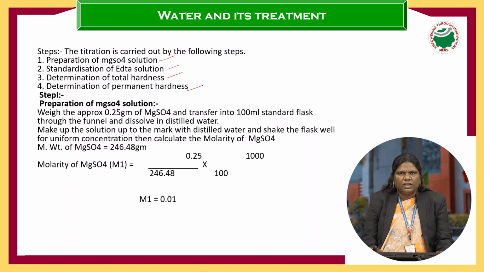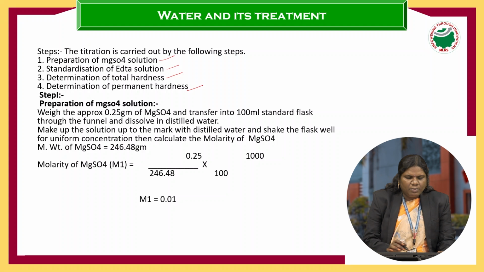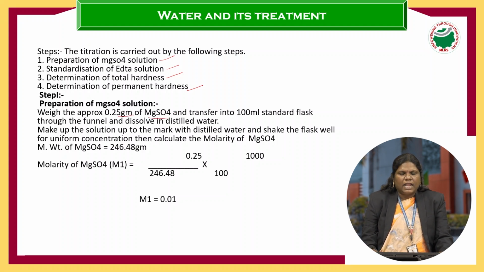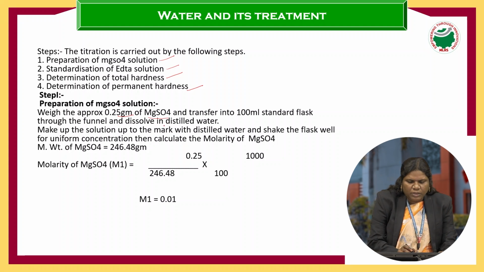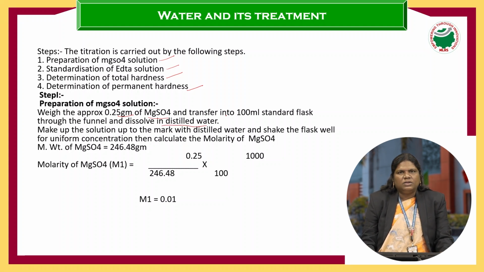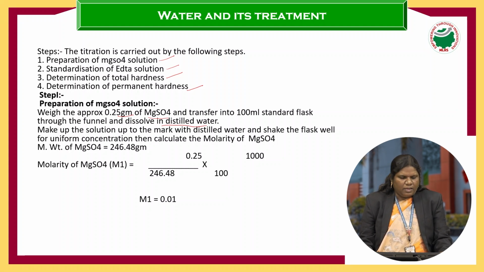Instead of MgSO4 we can take zinc sulfate, any standard solution. First, we weigh 0.25 grams of the MgSO4 and transfer it into a 100 ml standard flask through a funnel and dissolve the salt in pure water, meaning distilled water. Here we have to take distilled water only. Why? Because normal tap water has salts, and these salts will react with the MgSO4. That's why we use distilled water, which is free from salts and ions.